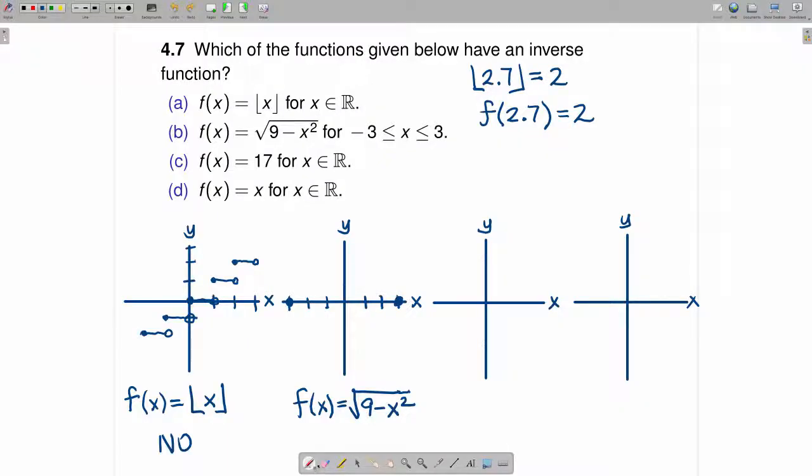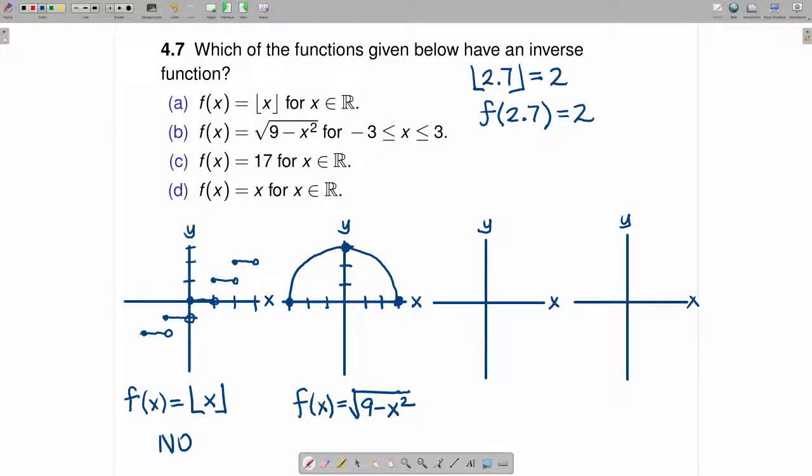Try the point x equals 0. In that case, you get f of 0 is the square root of 9 minus 0 squared. The square root of 9 is 3. So the point 0, 3 is also on the curve. If you plot a number of other points, you'll find that this is a semicircle, something like that.